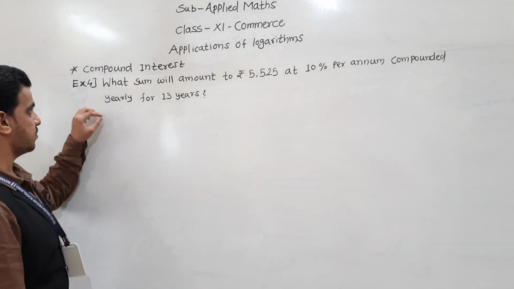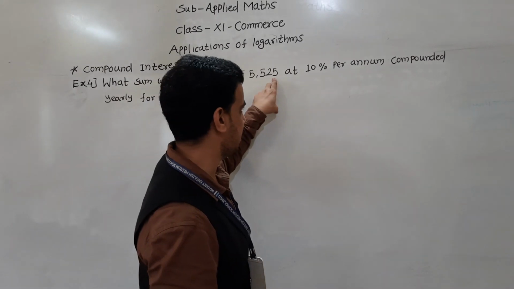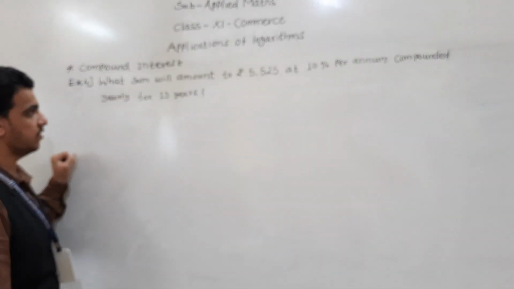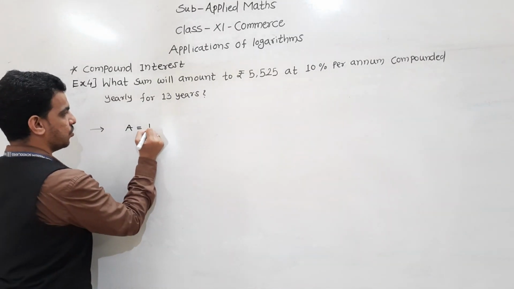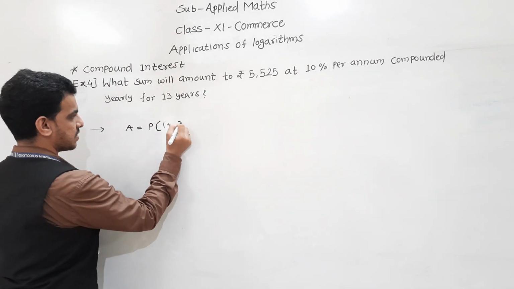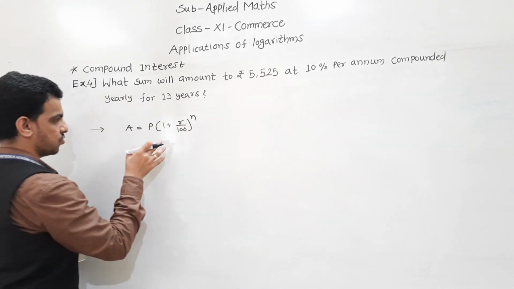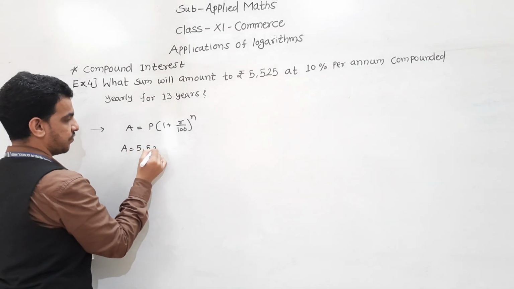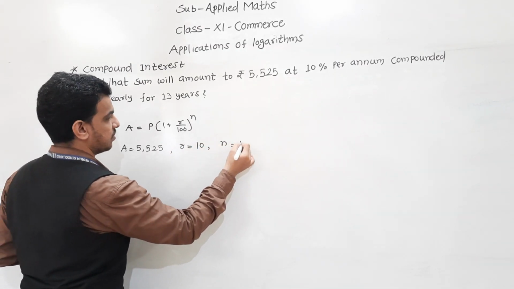The fourth example is what sum will amount to rupees 5525 at 10% per annum compounded yearly for 13 years, okay. So same way like third example, we have to find principal amount. So formula is A is equal to P into 1 plus R by 100 raised to n, okay. Here it is compounded yearly, so we have to use this formula. So here amount is given 5525, R is given 10, n is given 13 years, okay.